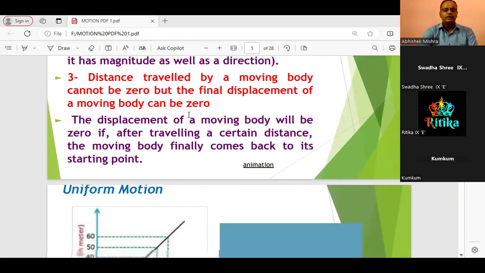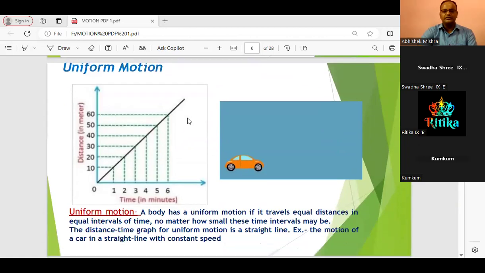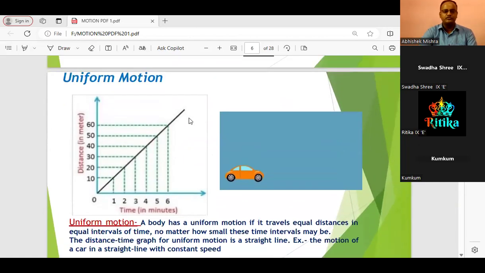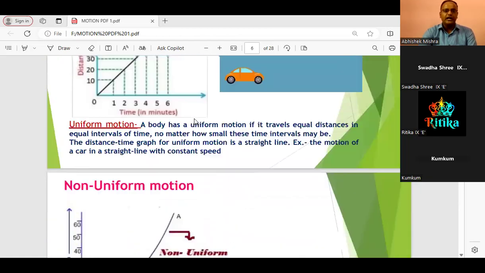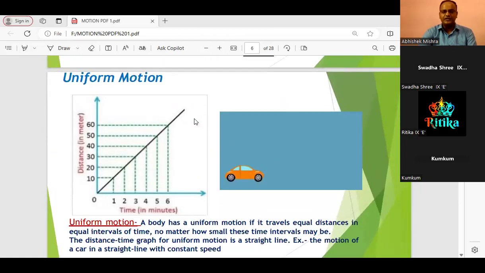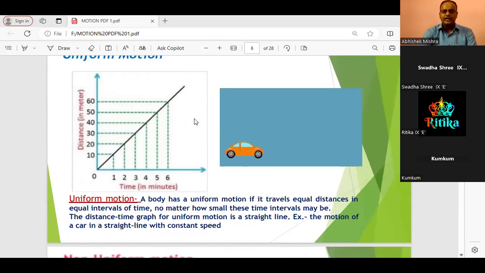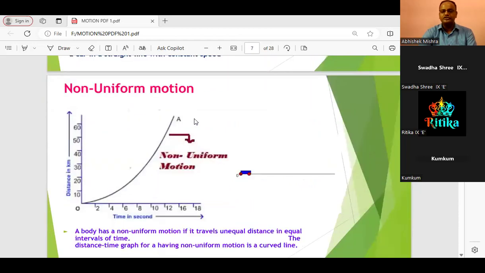So now we are coming to the next topic, that is uniform motion. If the body covers equal distance in equal intervals of time, it is said to be in uniform motion. And if the body does not cover equal distance in equal intervals of time, it is said to be in non-uniform motion. What is the nature of the graph obtained for uniform motion? It is a straight line. And if it is a non-uniform motion, it is a curved line.